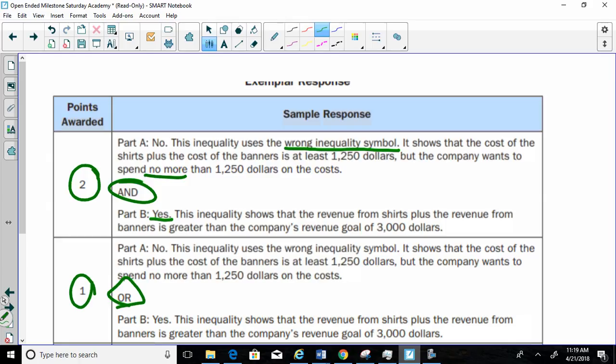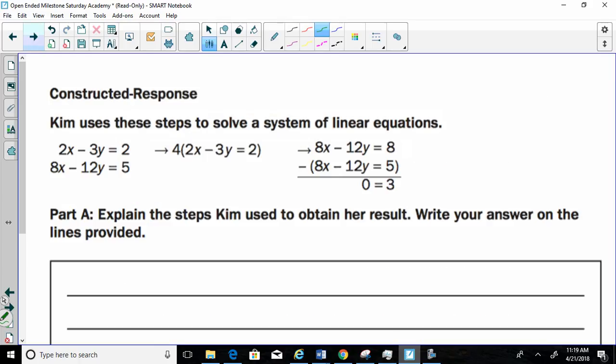All right, next one. So this was on your test too. Kim uses these steps to solve the system of linear equations. So system, remember, means 2 equations. And so if X and Y are on the same side, what type of method did they use here? Not slope intercept, that's when Y is by itself. Did they use substitution, elimination, or graphing? Elimination, because they're eliminating the X.